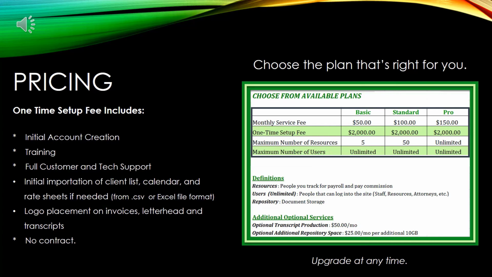First of all, there's no contract with repagencyworks, and remember, with all the plans, you have an unlimited number of people that can log in. Our pricing is based on the number of resources being tracked. We offer 3 different plans. The basic plan is $50 a month, which allows up to 5 resources. The next is our standard plan for $100 a month, allowing up to 50 resources. And finally is the Pro plan for $150 a month with unlimited resources. You can start wherever you like and upgrade at any time with no interruption in service.